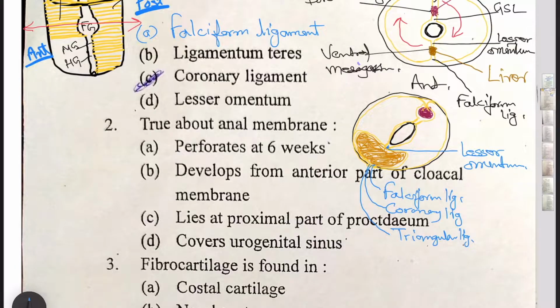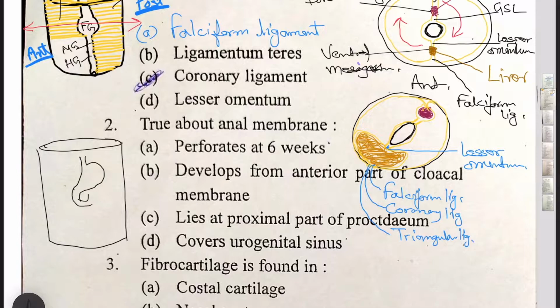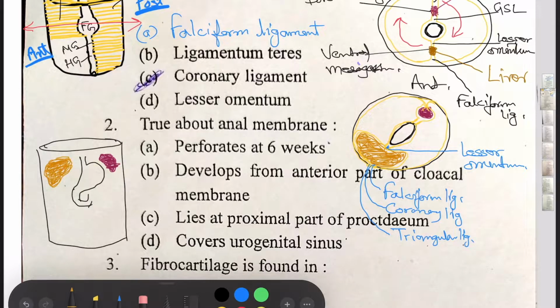Now let me tell you, talking about this ligamentum teres, this is spleen, there is this liver, and here it's the umbilicus.